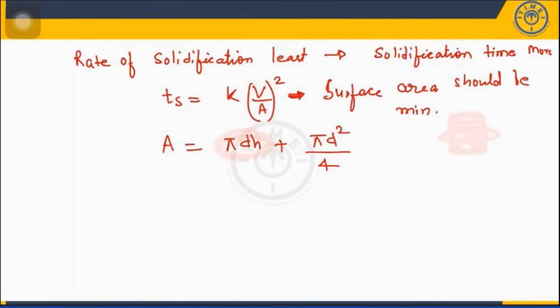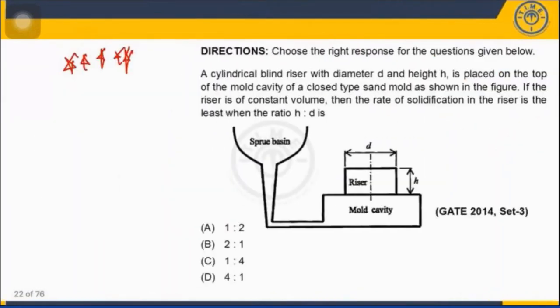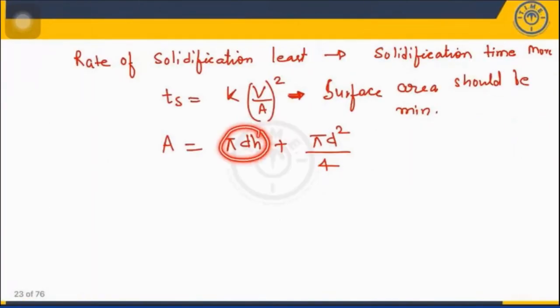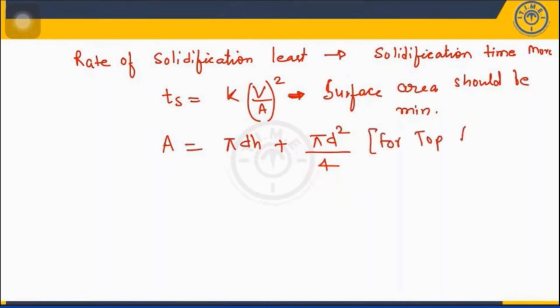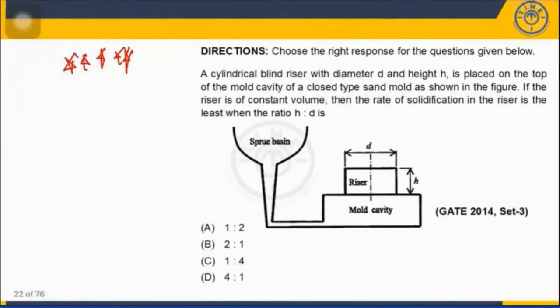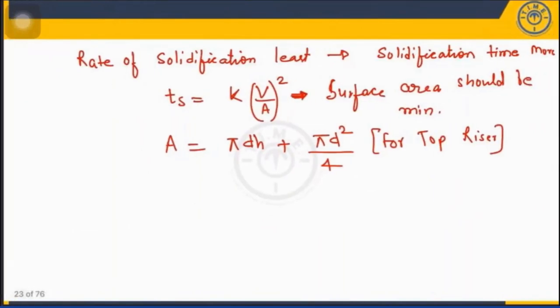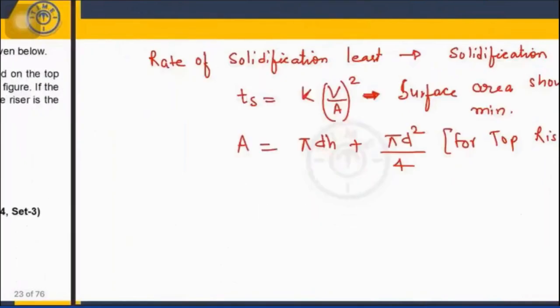And for the top riser, you can see here it is placed on the top of the mold cavity, and in the riser the rate of solidification is least. You have to calculate this h by d ratio. Now, what is the area? Surface area is pi dh, and this area will be pi d square by 4. So this is for the top riser. Very important for top riser. Let us suppose it is a bottom riser, this is for the top riser. That means you are providing the riser from here or for a top gate system.